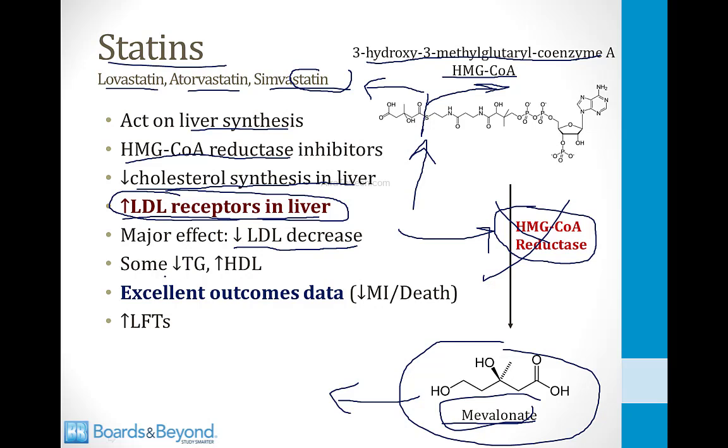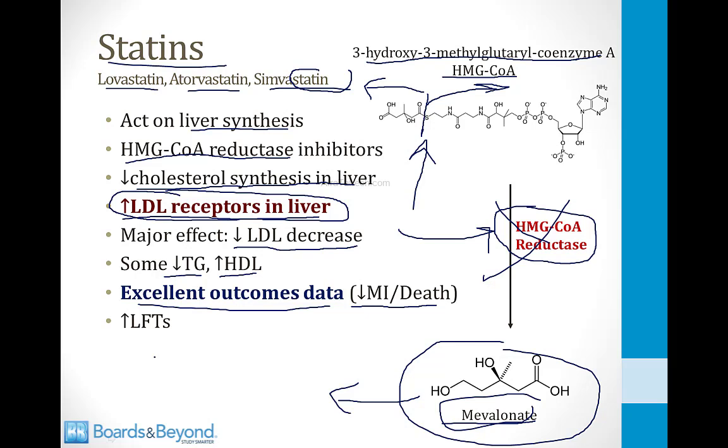There's also some decrease in triglyceride levels and some increase in HDL levels. And the best thing about statins when it comes to treating patients is that there is very excellent outcomes data showing that treatment with these drugs lowers the rate of myocardial infarction and death from cardiovascular causes.